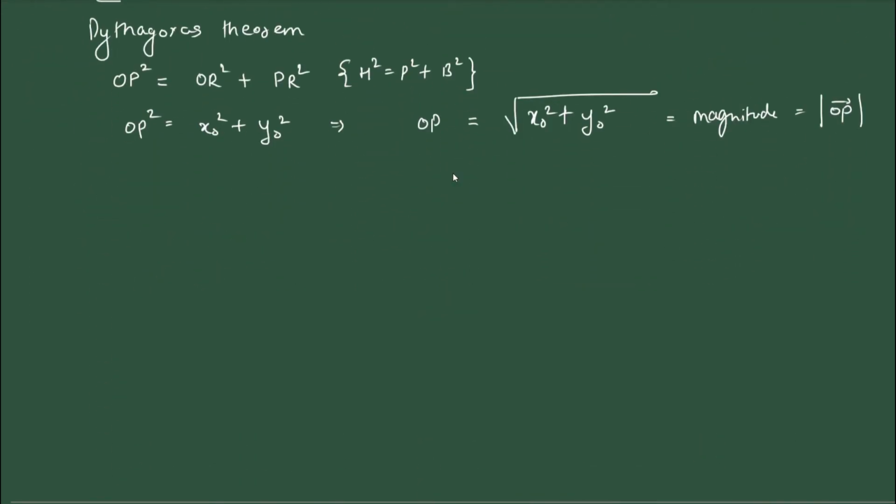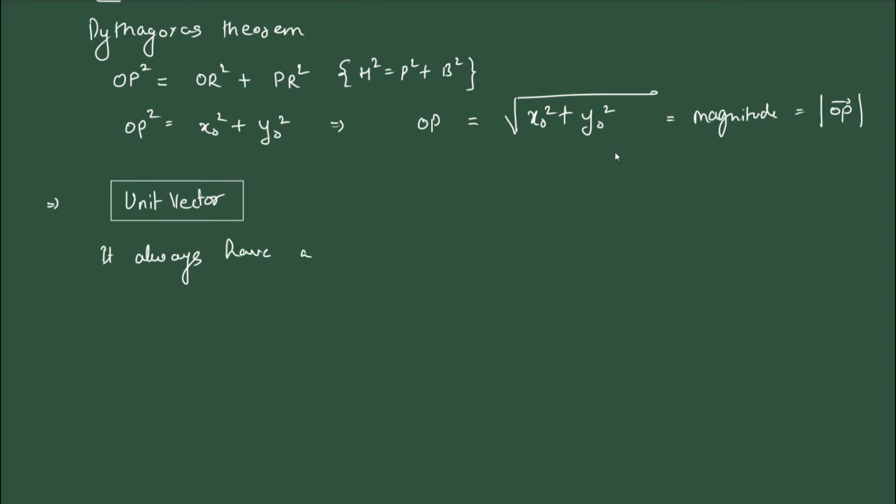Now the third thing is the unit vector. Now to calculate a unit vector, the speciality of a unit vector is that it always has a magnitude equal to 1, and it is generally used to represent the direction.